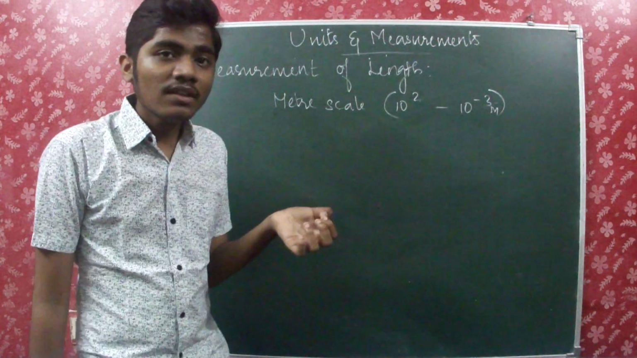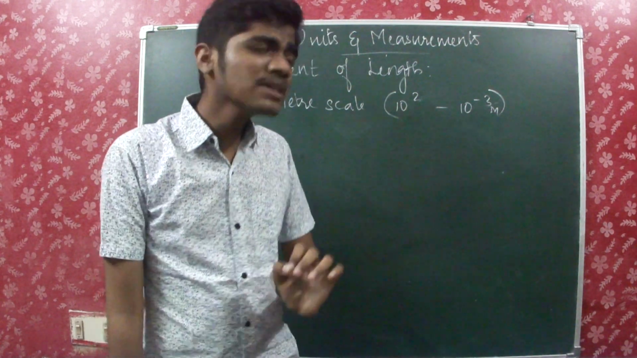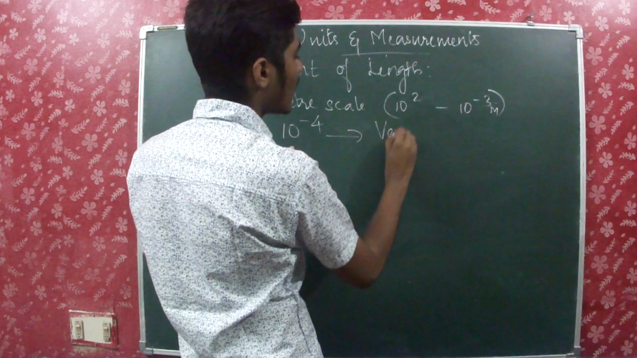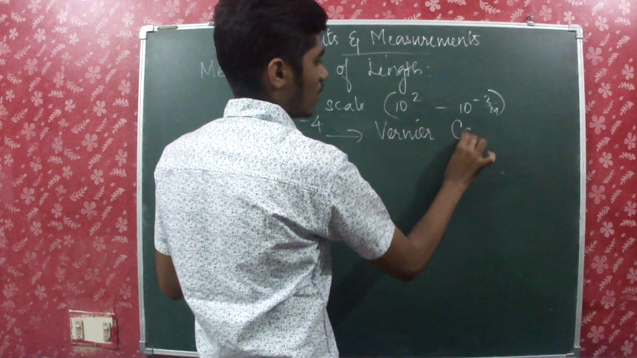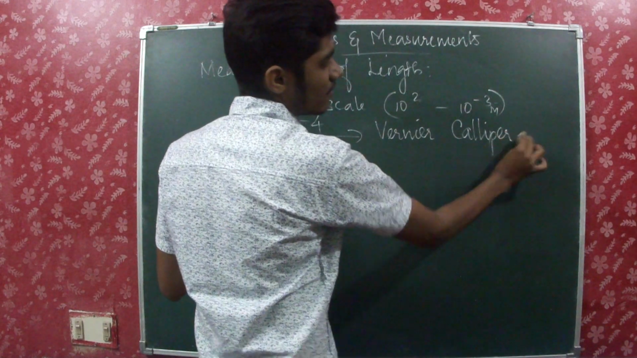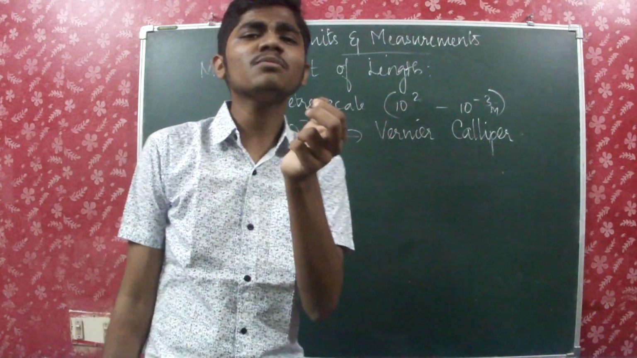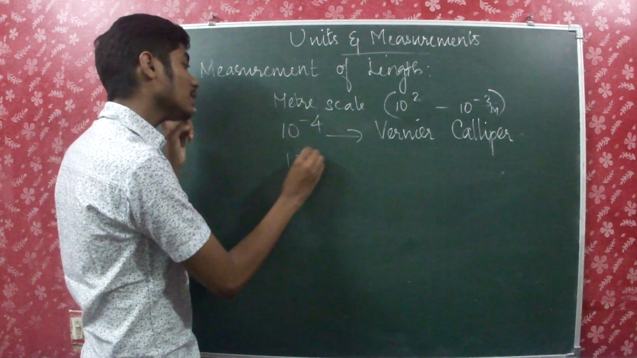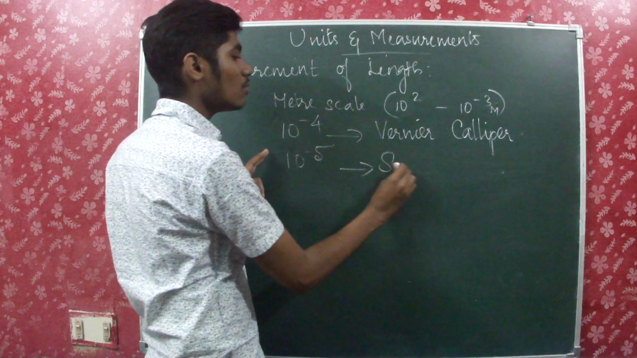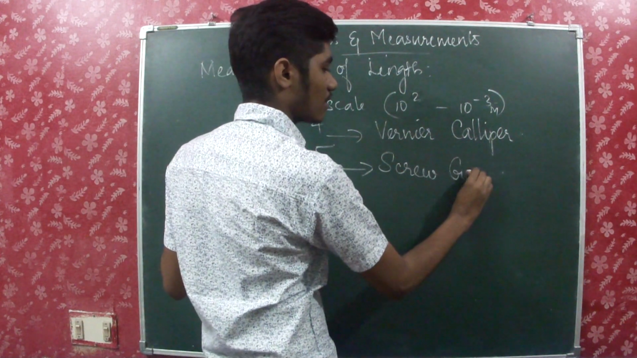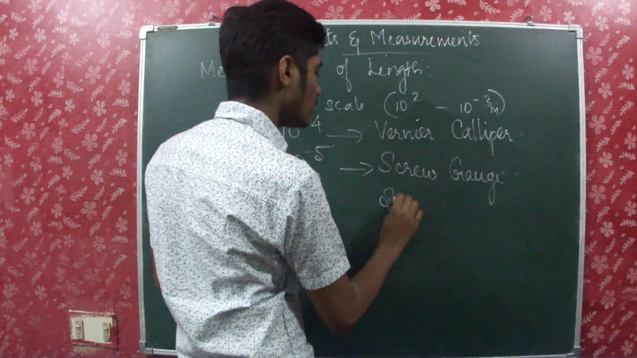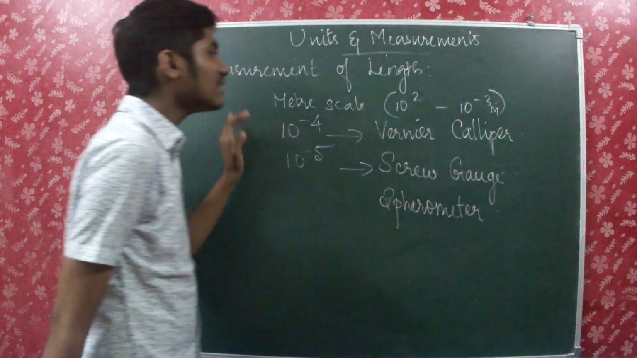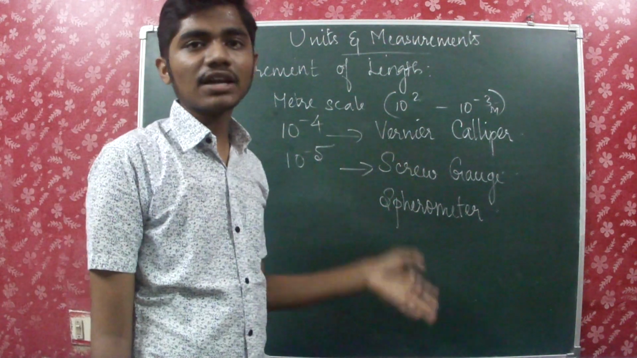Okay, so what if the distance is very much lesser? For instance, 10 power minus 4. What do we use? We use a vernier caliper, which is used to measure small thickness or small distances. Okay, so this is how we measure for 10 power minus 4. What for 10 power minus 5? We use screw gauge, and we also use spirometer. So these are the instruments which we can use for these kinds of things.